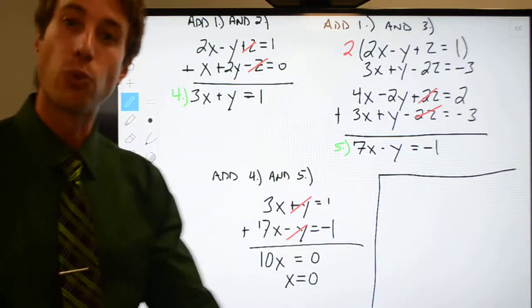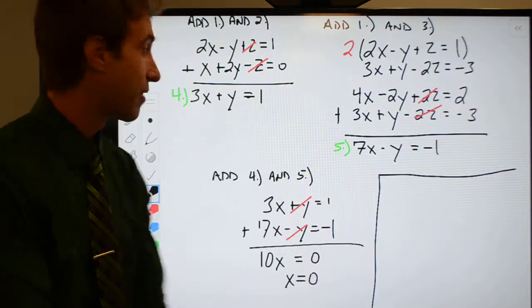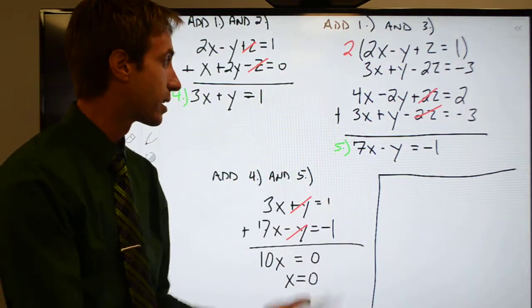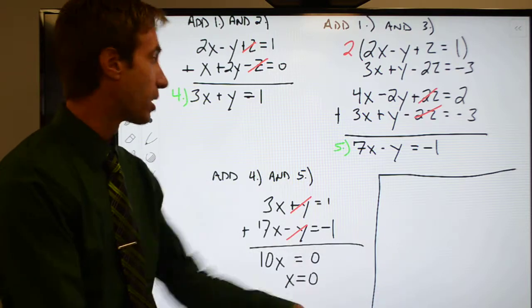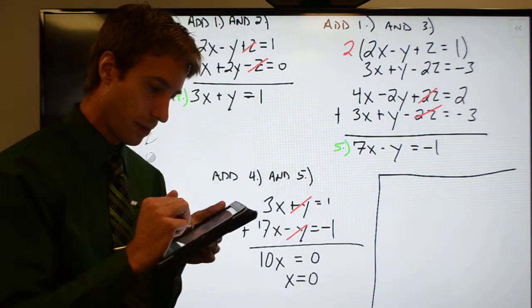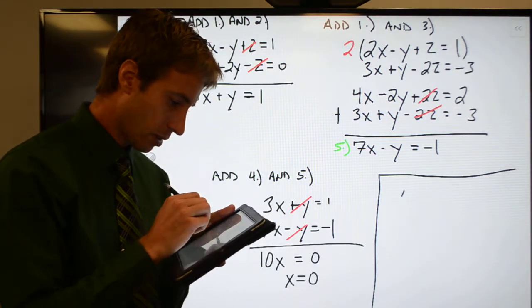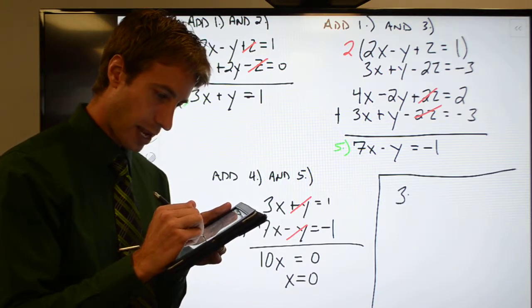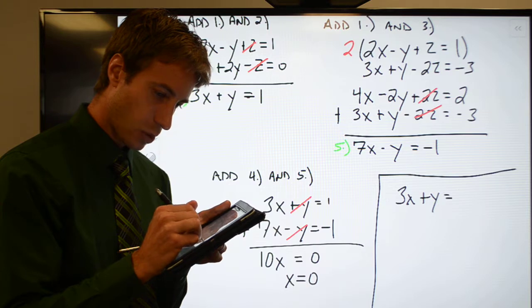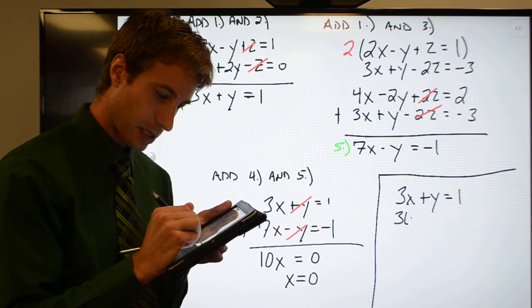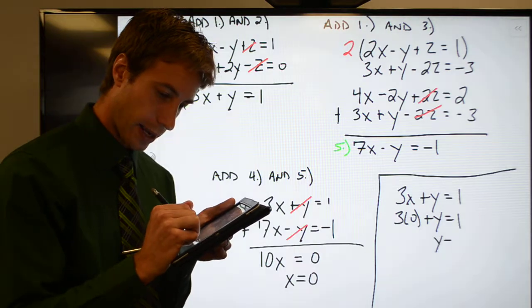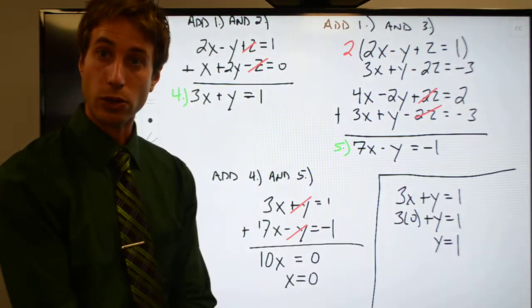Now, how do I find the rest of them? Well, pick your favorite. You can either do this equation or this equation. Plug in x and solve for y. I like positive numbers, so I'm going with that one. 3x plus y is equal to 1, which means 3 times 0 plus y is equal to 1, which means y is equal to 1.